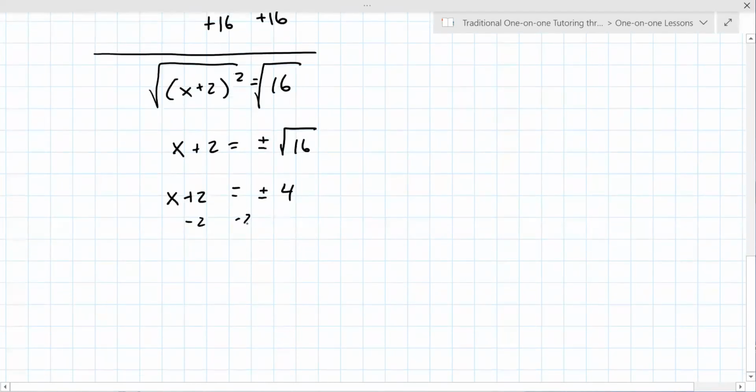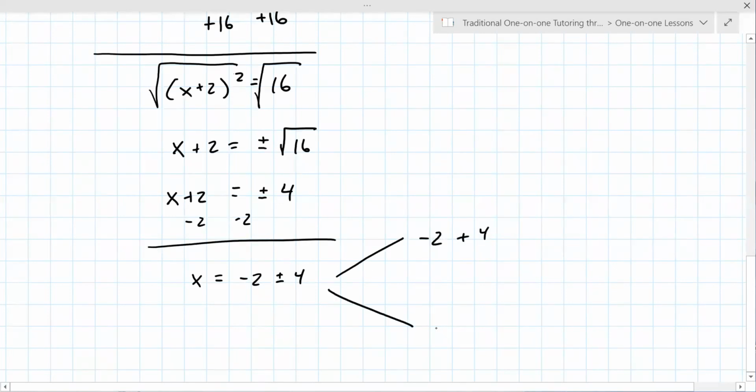You subtract 2 from both sides. So x equals minus 2 plus or minus 4. And that's really 2 things. It's minus 2 plus 4 and minus 2 minus 4, which is 2 and then negative 6. So these are your final answers here.